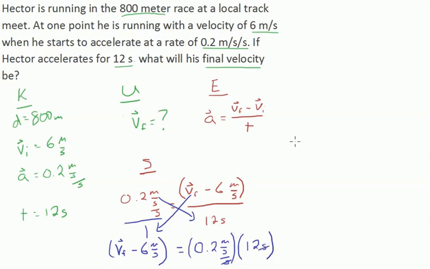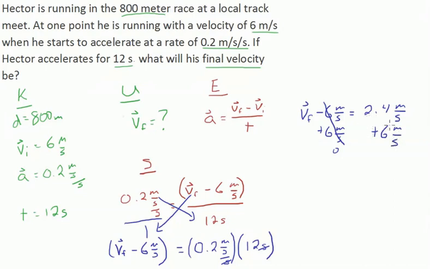So I'm going to rewrite some stuff over here now. So our final velocity minus 6 meters per second equals, and 0.2 times 12 is 2.4 meters per second. So now to get the final velocity, we simply add 6 meters per second. Always do the opposite, so those will go away to 0. And then I do the same thing over here, add 6 meters per second.